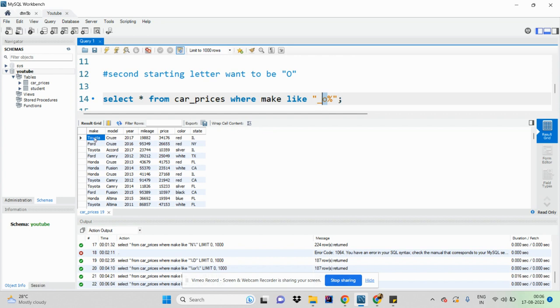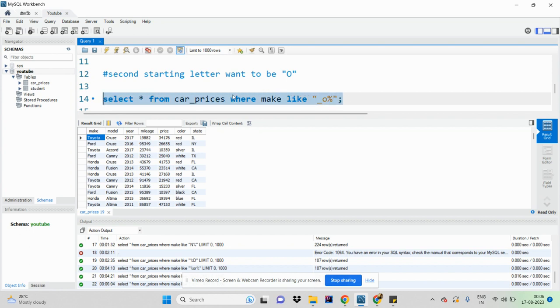If you see Toyota, you have O, then YOTA. If you take Ford, you have O, then R and D. So the meaning of this is the first letter can be anything, the second letter definitely must be O, followed by percentage. I hope you understood this.